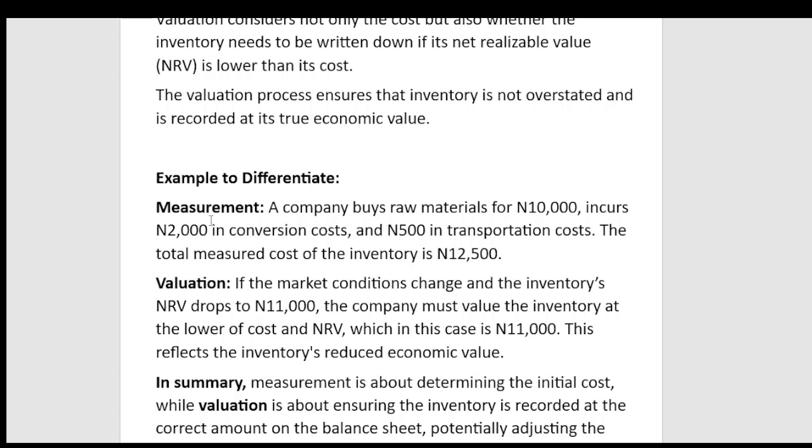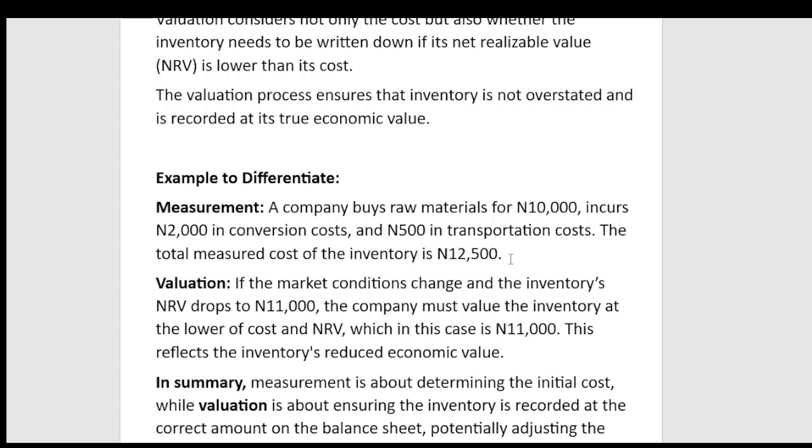Let's look at an example to differentiate measurement and valuation, because these are the two things. Measurement: a company buys raw material for 10,000, incurs 2,000 in conversion costs and 500 in transportation costs. The total measured cost of the inventory is 12,500. You get measurement now. That is measurement of an inventory. It gives you the actual cost.